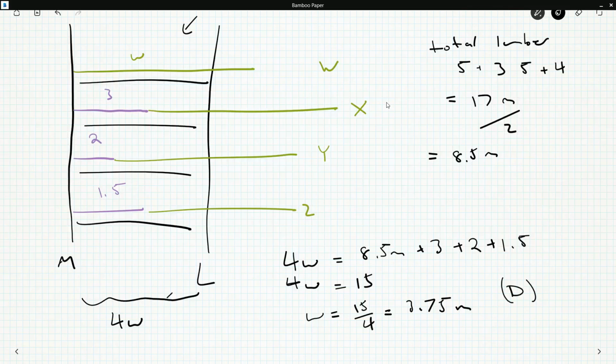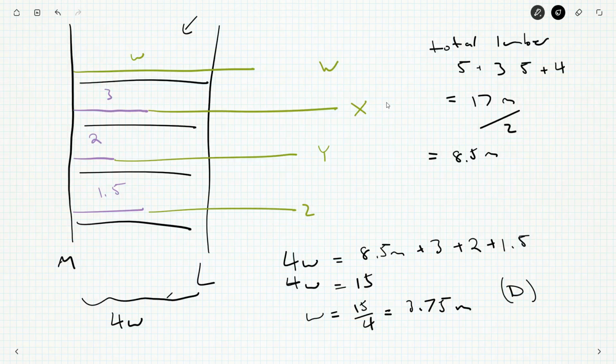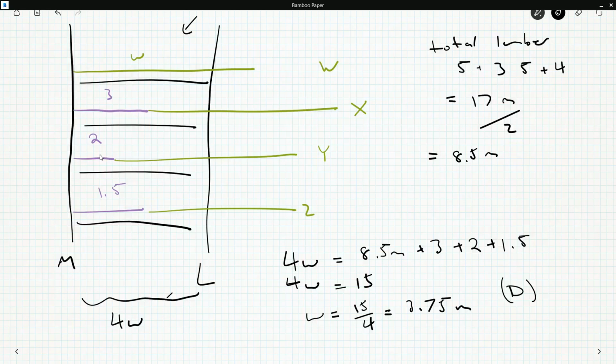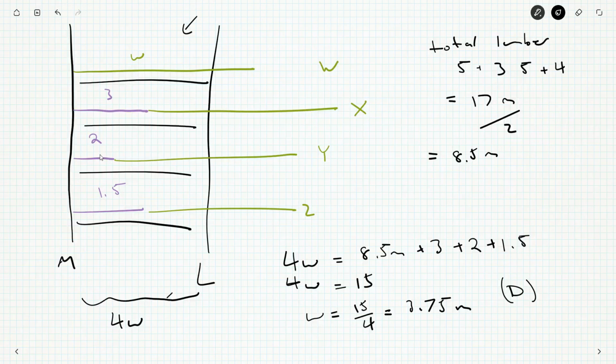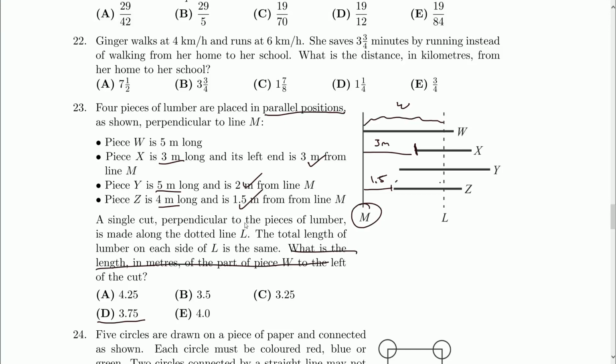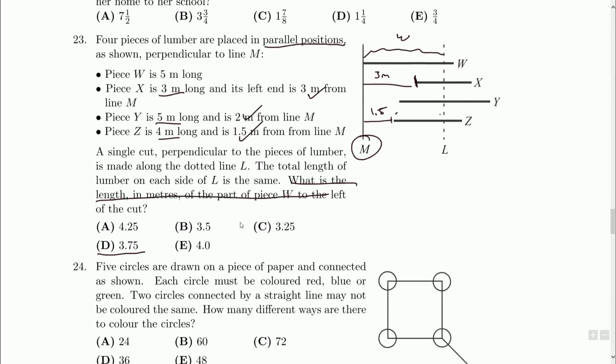I'm happy with my reasoning. 4 copies of W, that's the purple and green bits over here on the left. I know how much the green bits over here should be, 8.5. And I'm told the purple bits, I'll just double check, 3, 2, 1.5. Okay. And so everything should work out there. And what did I want? I wanted W, which was to the left. We want what is the length in meters of the piece of W to the left of the cut. That is exactly what I have labeled as little w. So there we go. That's D.